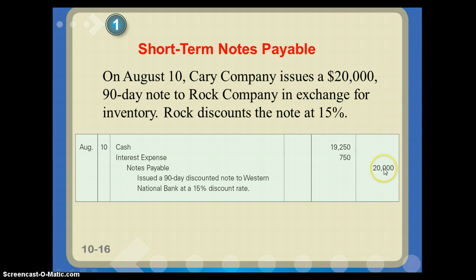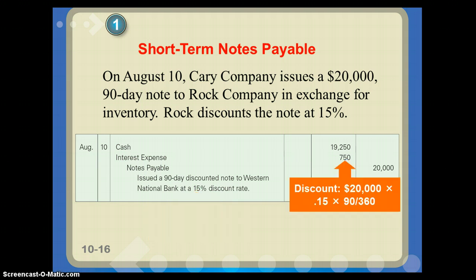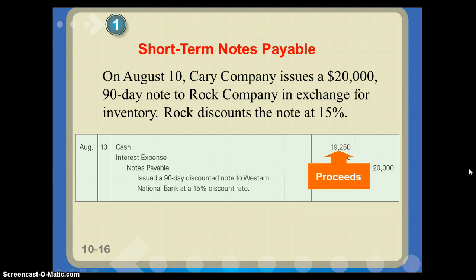The notes payable is the $20,000, so we have to pay the face value back later. Instead of adding the interest on now or later, we paid it up front, and then we have to pay the principal on the due date, the maturity date. The discount rate is that 15%, which we would normally call interest. We have our discount of $20,000 times 15% times 90 over 360 to calculate the interest amount. The proceeds are the amount of cash we actually get, the amount we borrow minus the interest paid up front.